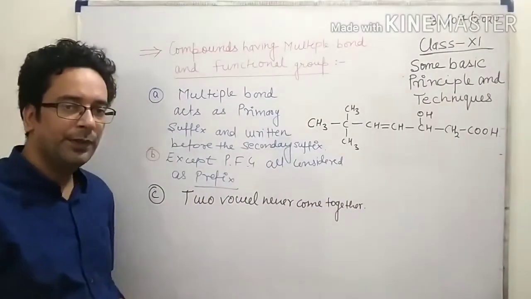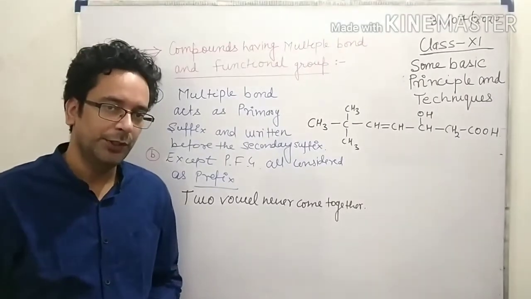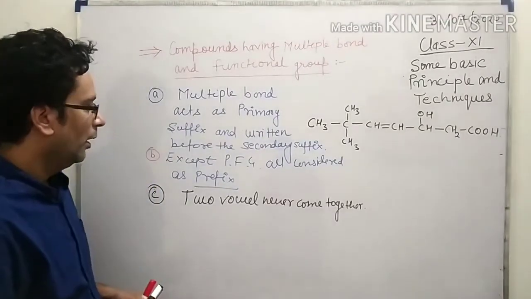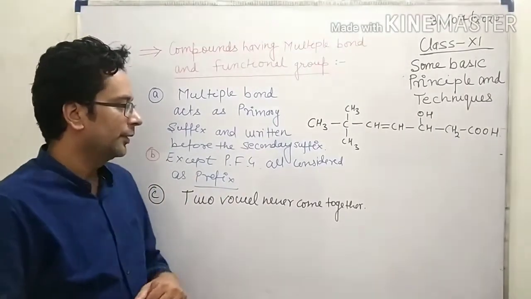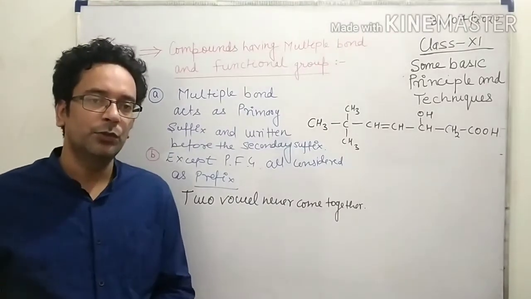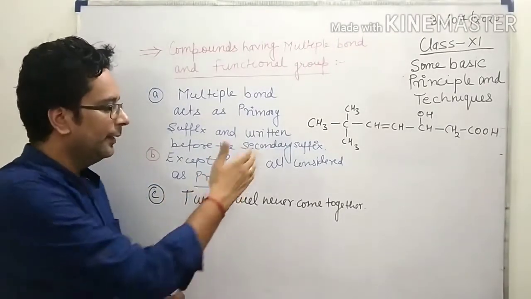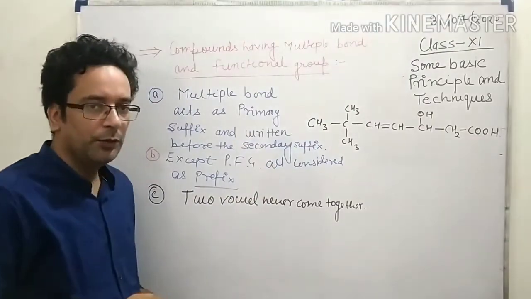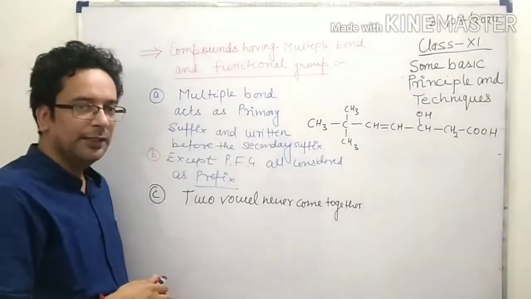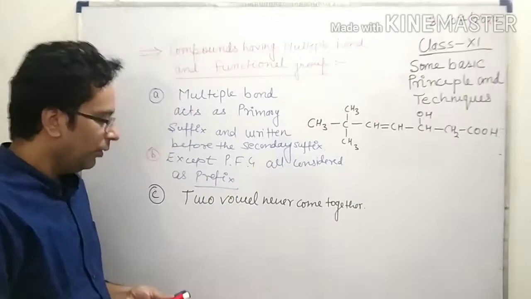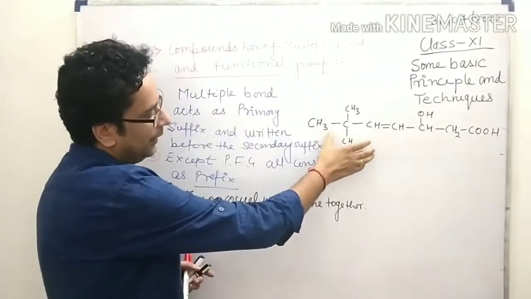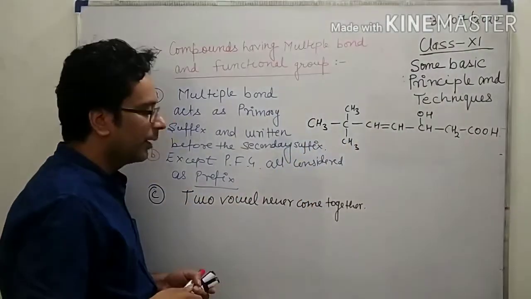Two vowels will never come together. Okay. Now these are the points. Now all other rules apply in the same way in this compound too. It means first we select the longest chain and so on. Now look here at how to write the name of this organic compound.